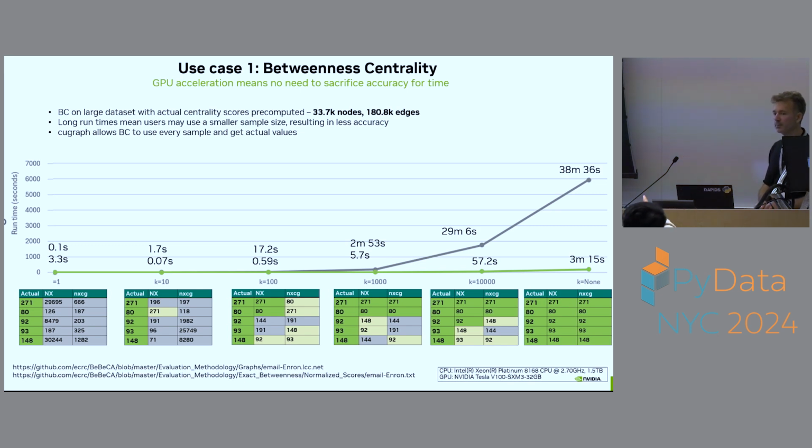So that 3 minutes and that 8 minutes, on what basis? How much data? That graph was 33,000 nodes, 180,000 edges. Okay, and that's relatively small. But even still, if I wanted to use all the samples, that took 3 minutes on GPU. If the graph gets bigger, it's still not feasible to use all samples. That's why K exists as an option. Yes.